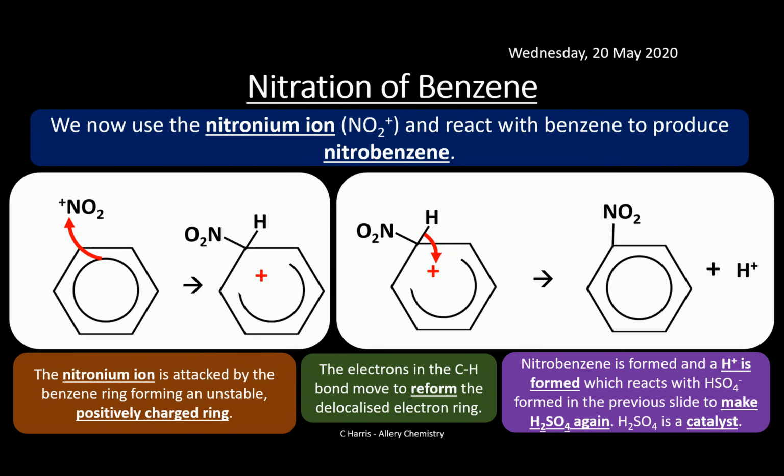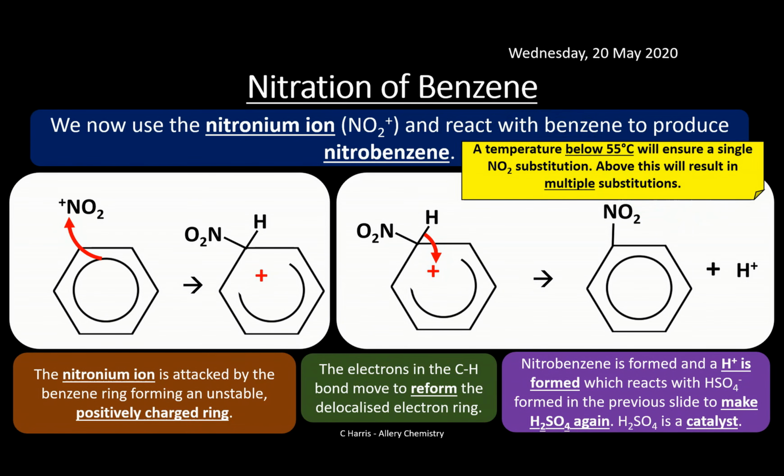Now, the conditions of this reaction are really important because if we heat this reaction up above 55 degrees Celsius, we actually get multiple nitration of the benzene ring, and you end up with something which could potentially be quite explosive. So we've got to be very careful with this, but a temperature below 55 degrees will ensure a single nitration substitution. So it's very important, keep it below 55 degrees. You do this reaction in an ice bath.